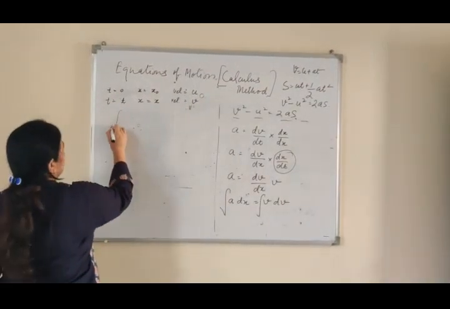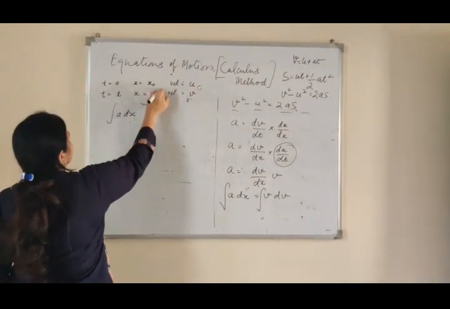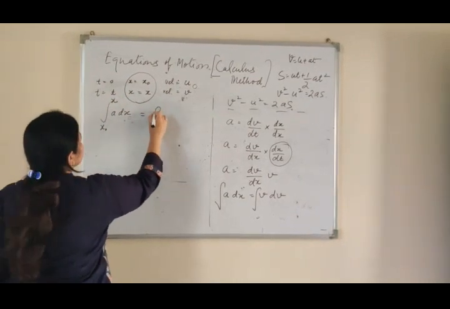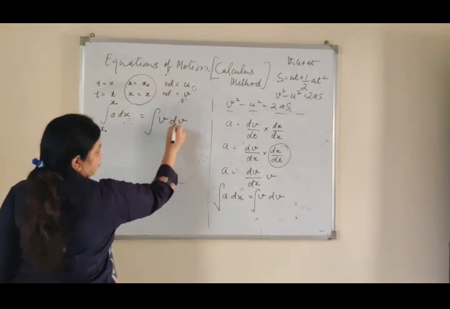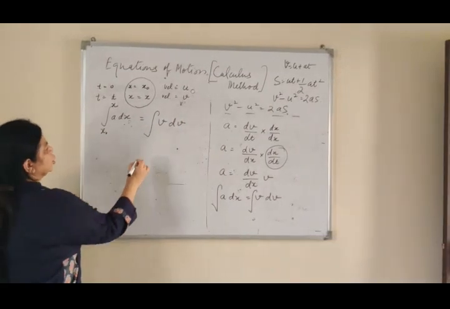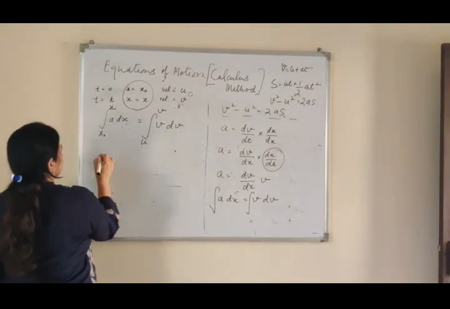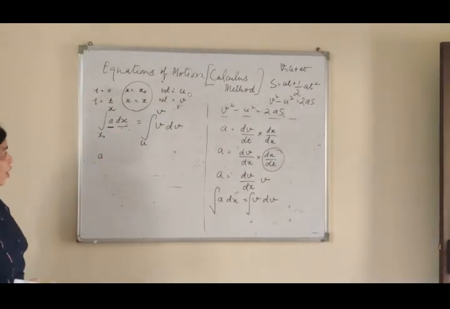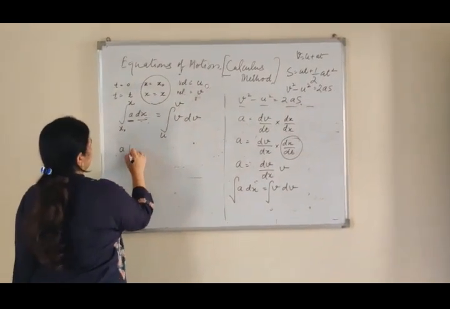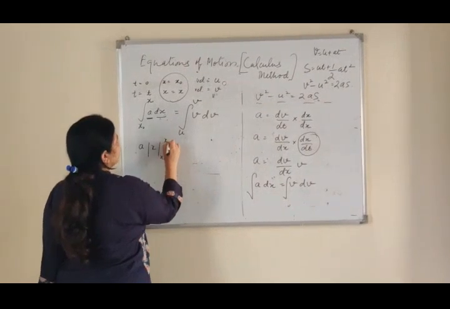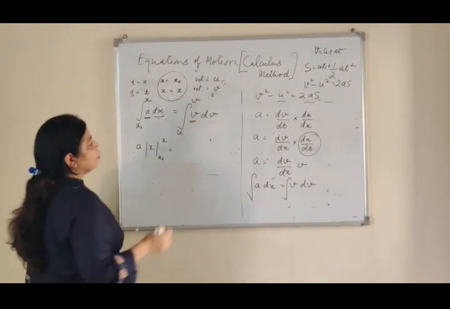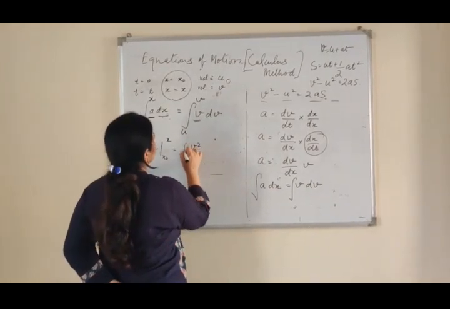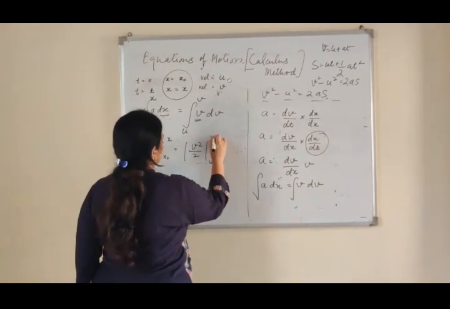We will be having a dx. So for x, what will be the limits? x naught to x. That is v dv. What will be the limits for velocity? u to v. So a is constant. What will be the integration of dx, son? That will be equal to x from x naught to x. That is equal to, what is the integration of v? That will be v square by 2. You will be having the limits as this.